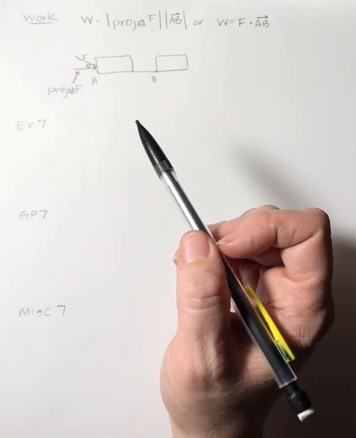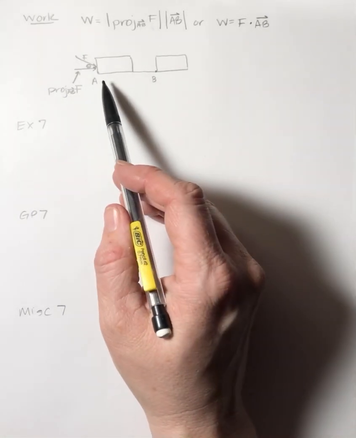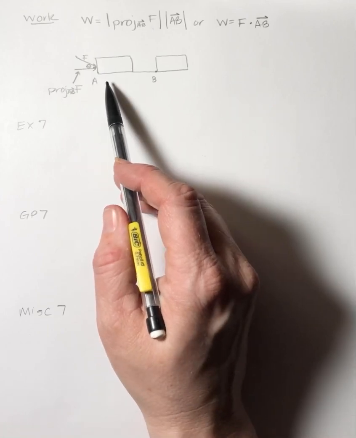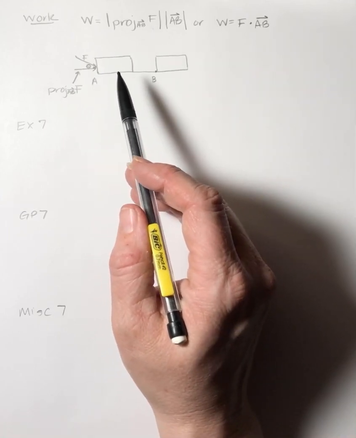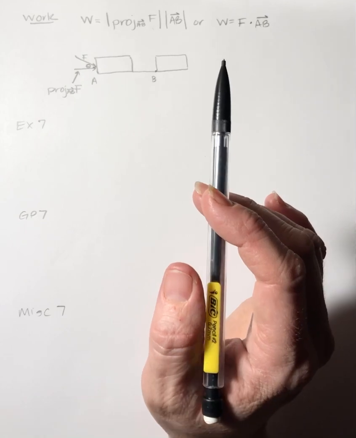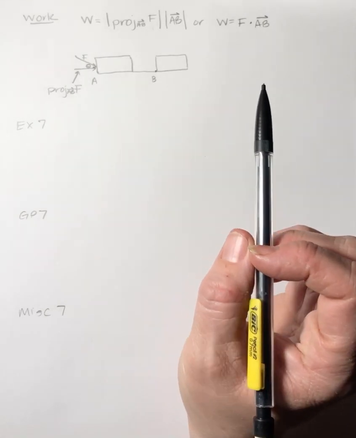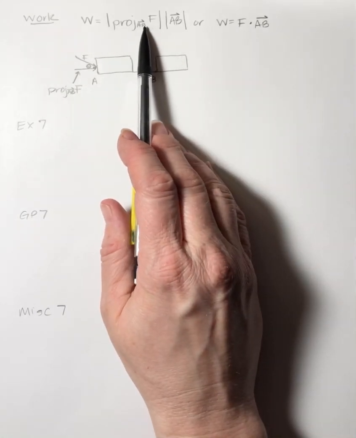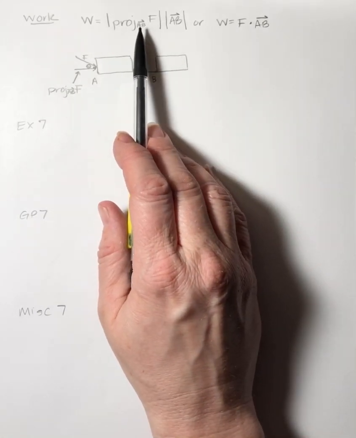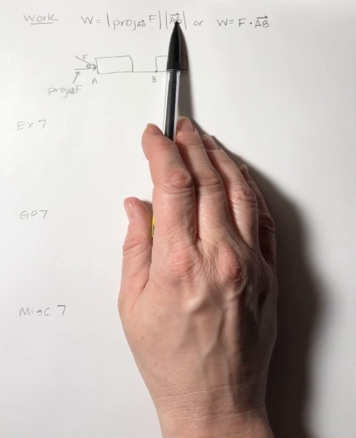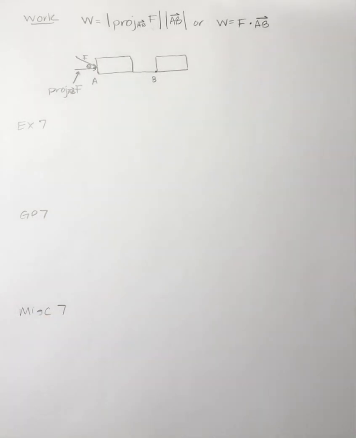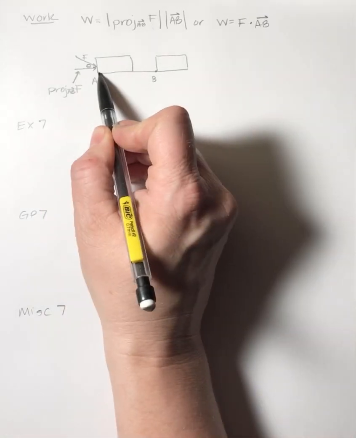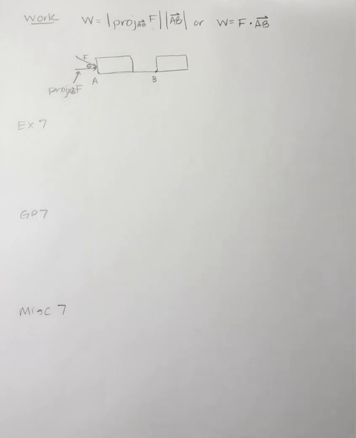So there's multiple ways of doing it. The easiest way to just do it is to just take the projection of F onto AB, take the magnitude of that times the magnitude of AB. That's the easiest way to do it, okay? So you're going to take this times basically how far you're pushing something.